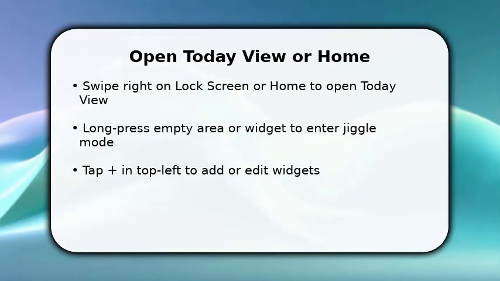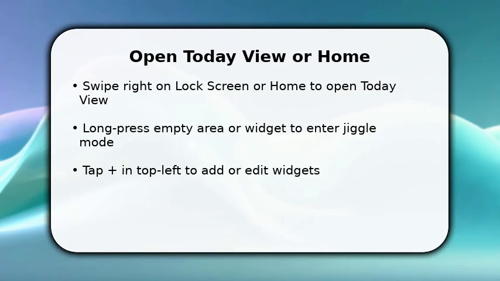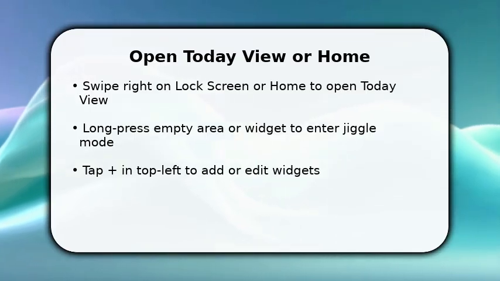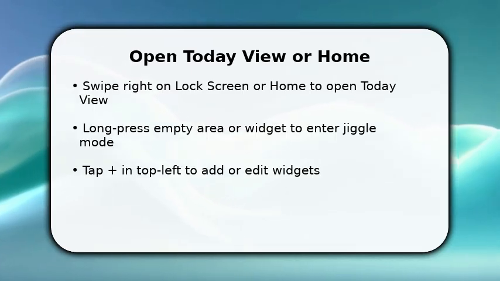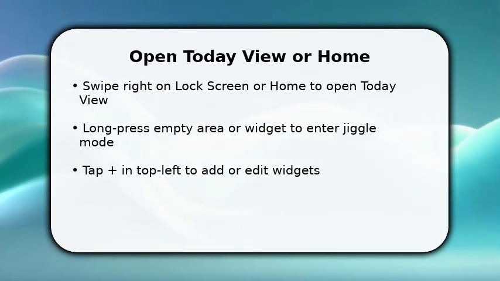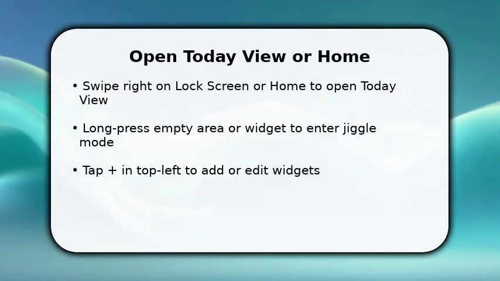You start by getting to the place where widgets live. Swipe right on your home or lock screen to open Today View, or long press the home screen to enter jiggle mode. Once done, tap the plus button in the top left to open the widget gallery. This shows all available widgets including Stocks.